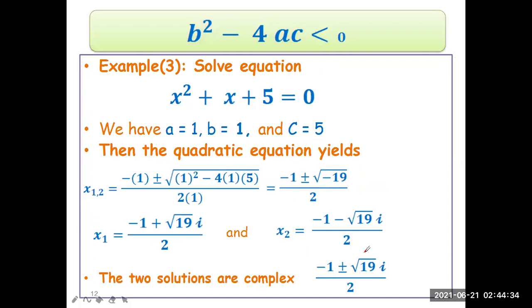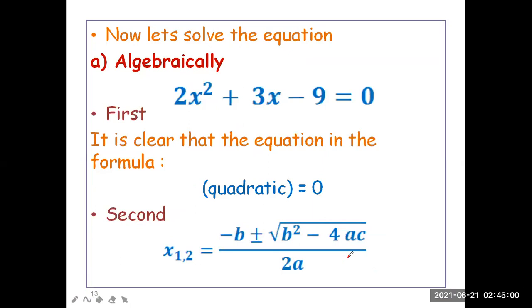The third case is b squared minus 4ac less than 0. When this value is less than 0, we have imaginary roots. That means negative 1 under the root. In this case, we get i, where i means the root of negative 1. So we have negative 1 plus root 19 i over 2, and negative 1 minus root 19 i over 2. These are the two complex solutions.